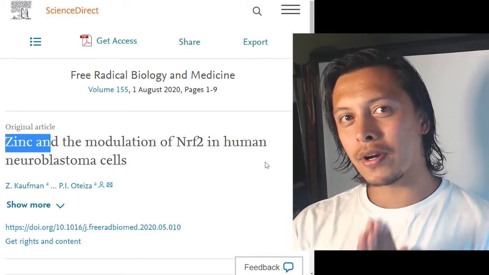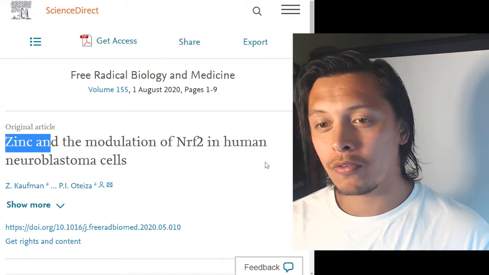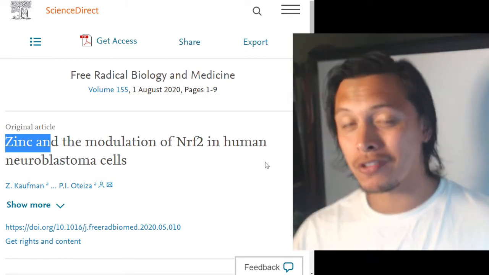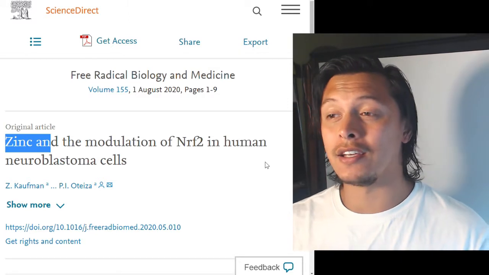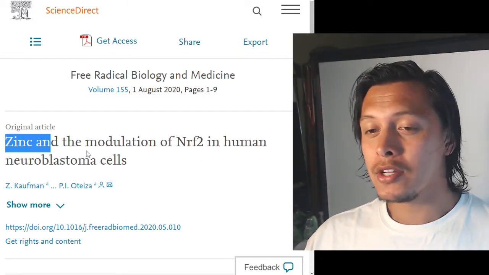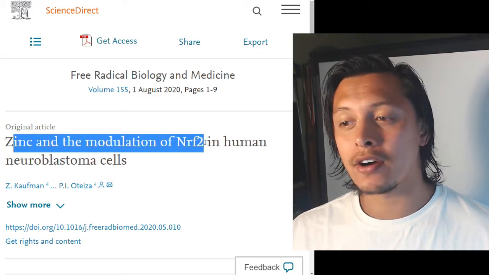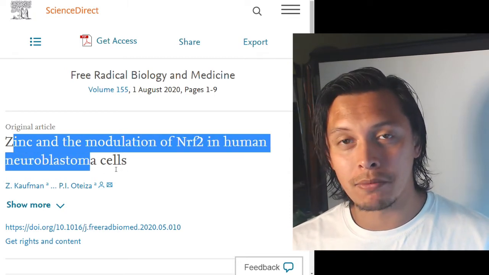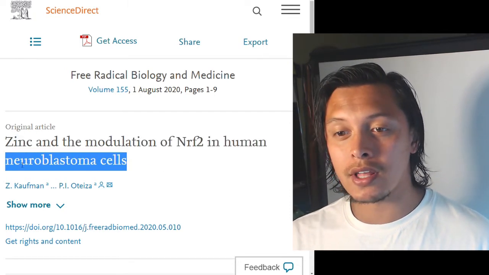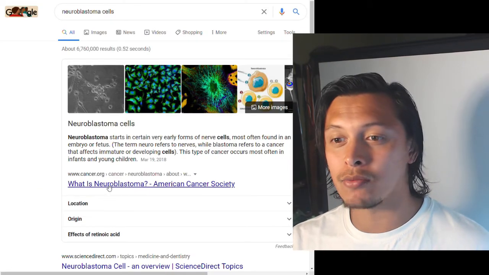Okay, so what I want to do today is go over this paper. I'm not going to go over the entire thing. I'm just going to go over the abstract, basically. It's called Zinc and the Modulation of NRF2 in Human Neuroblastoma Cells. So neuroblastoma cells, these are cancer cells, which are neurons.